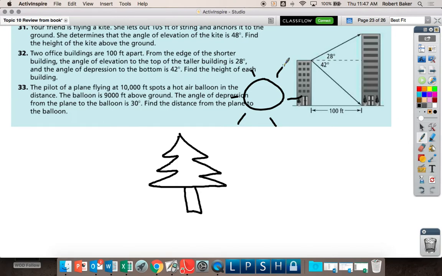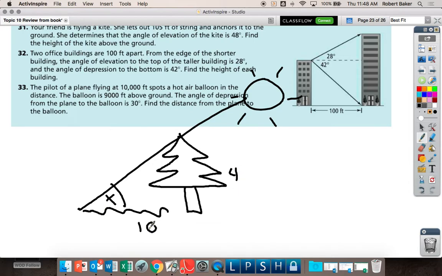The sun, the tree casts a shadow. It wants to know what the angle of elevation from the sun is, created by the tree and its shadow. And it'll tell you that the tree is 4 feet tall and the shadow is 10 feet long. So it would be the tangent of x equals 4 over 10, or the inverse tangent of 0.4. It wants to know this angle right here. And then that's the answer.